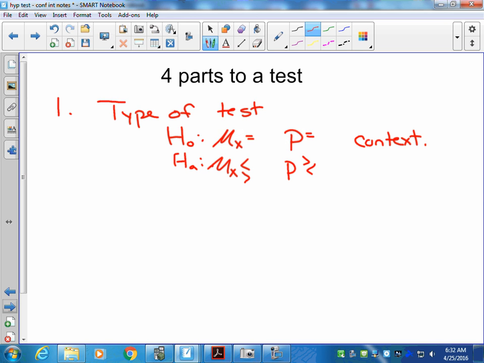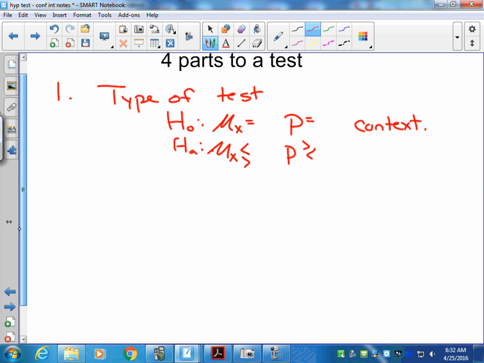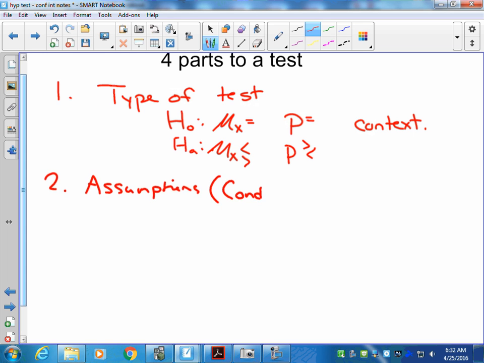Is it not equal to? Look for that wording that's going to tell you the symbol to use there in the type of test. Number two, you need to verify your assumptions or conditions. It can be called different pieces for each, but these are the two main terms for that. So we verify our assumptions and conditions.